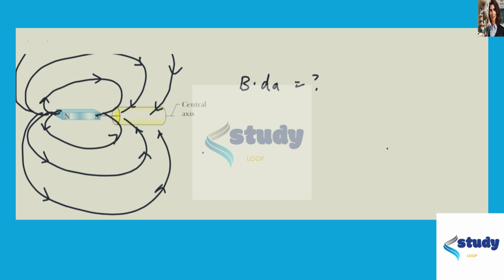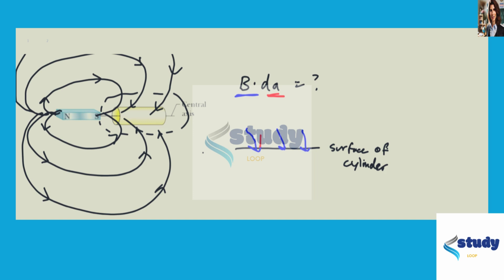If you zoom in on this picture, just at the surface of the cylinder, and let's use blue for B. We can see that for any surface of the cylinder, the B field is pointing inward, but the dA, which is the area vector, the piece of the area vector, is pointing out from the center.